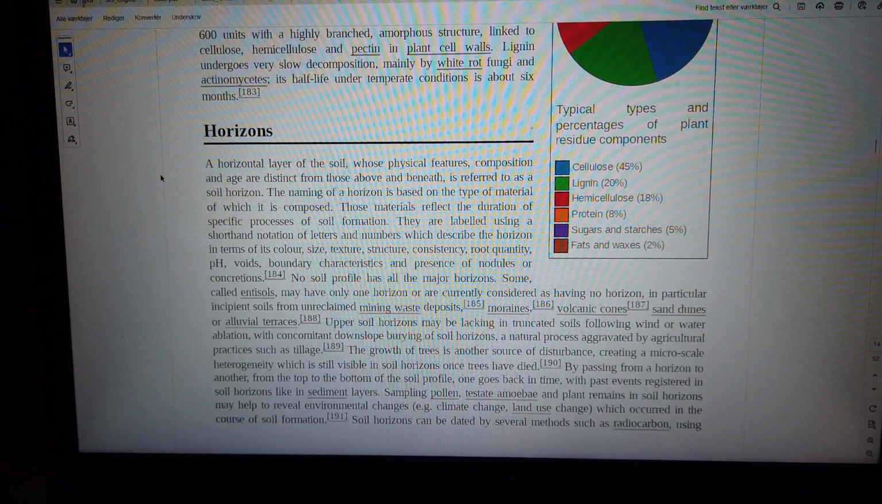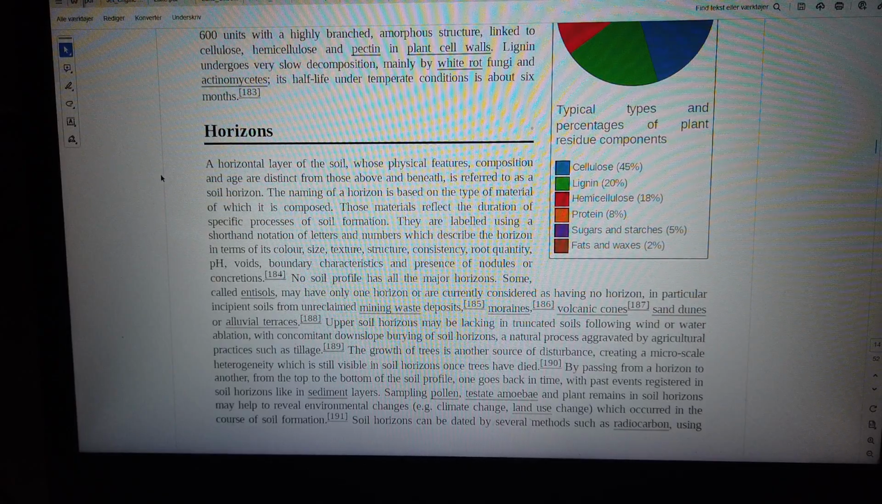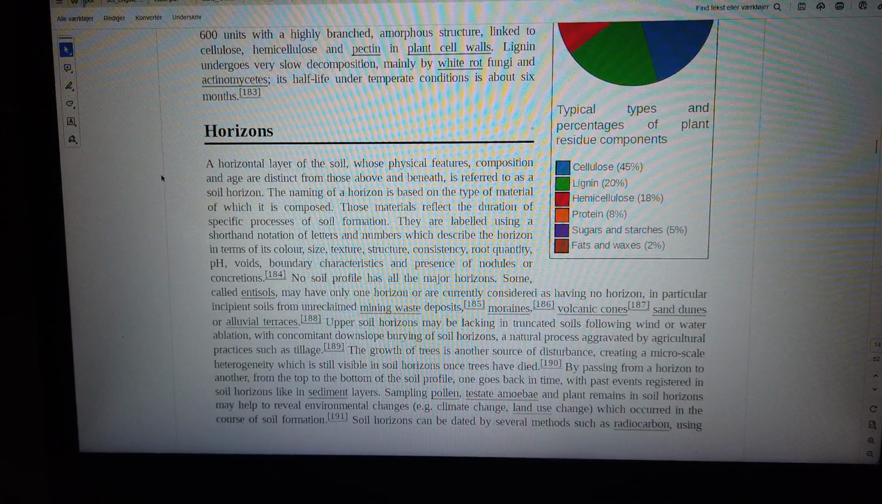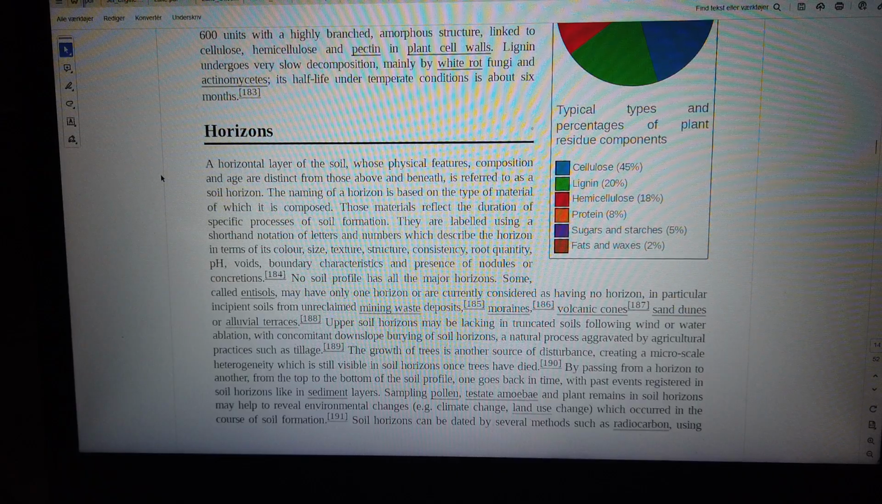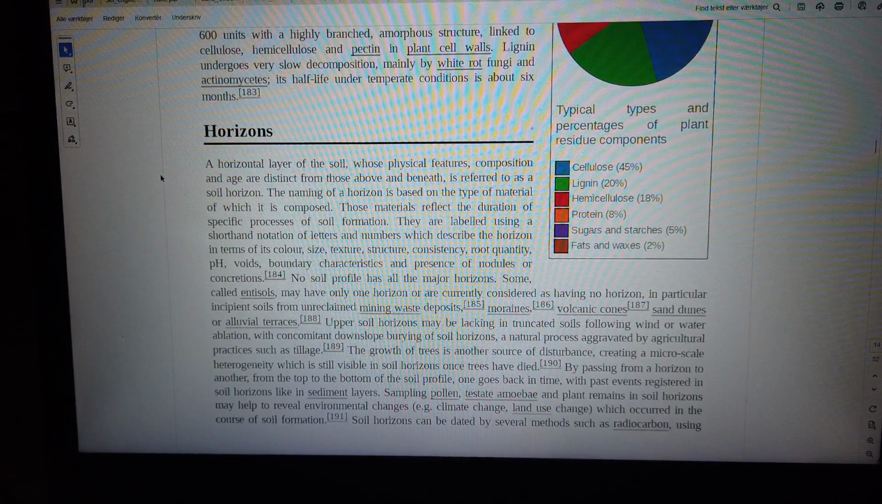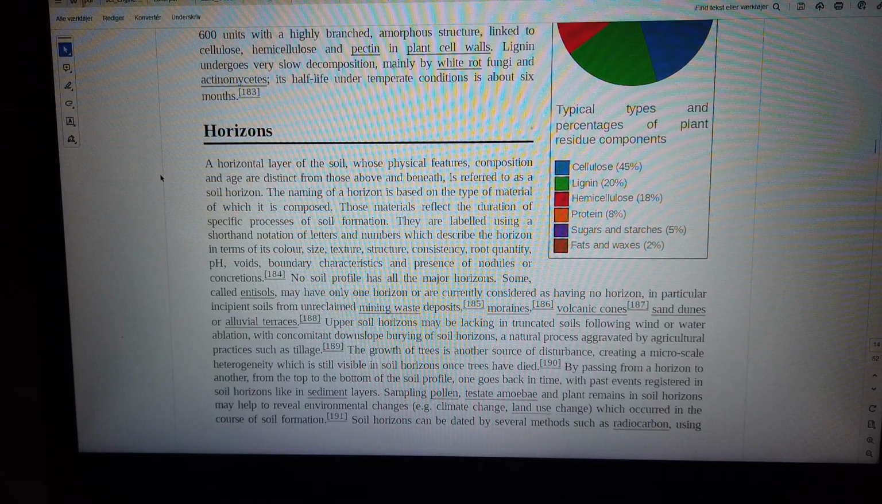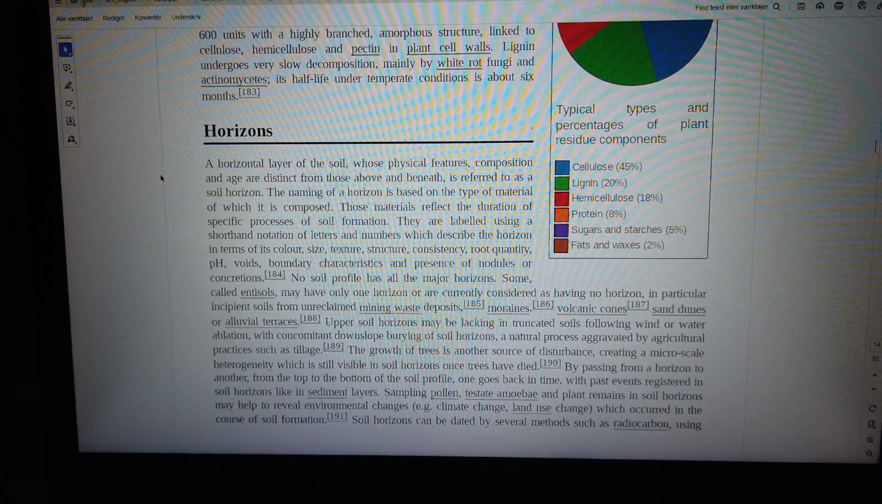190. By passing from a horizon to another, from the top to the bottom of the soil profile, one goes back in time, with past events registered in soil horizons like in sediment layers. Sampling pollen, testate amoebae and plant remains in soil horizons may help to reveal environmental changes, for example climate change, land use change, which occurred in the course of soil formation.